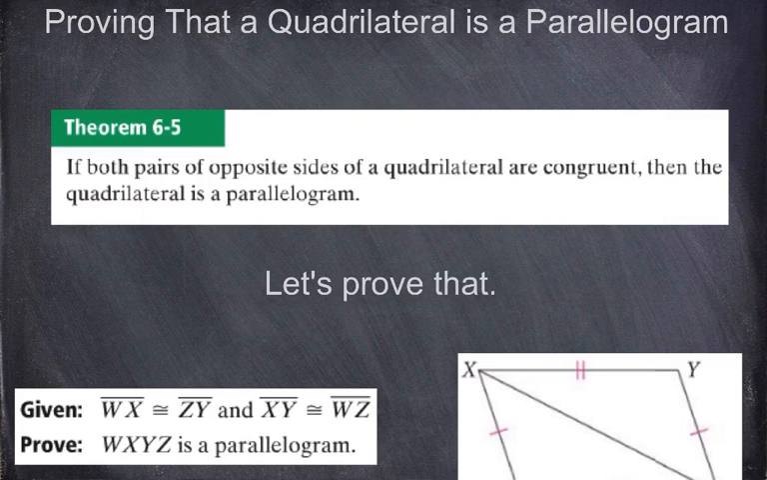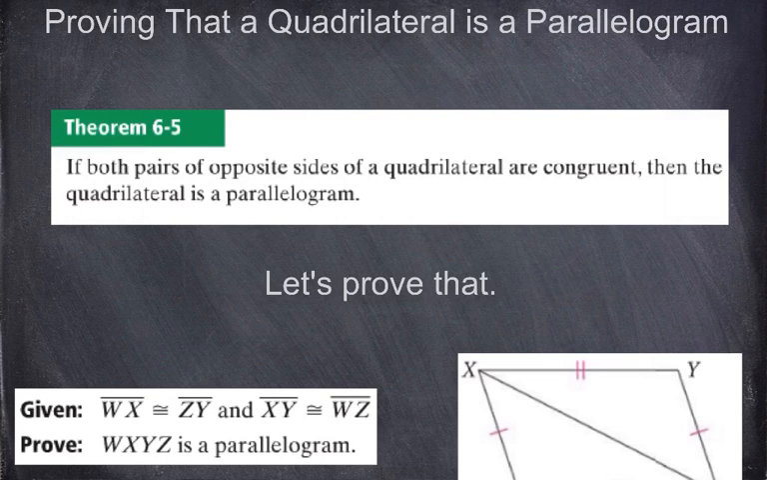Hello, Geometry. This lesson is titled Proving that a Quadrilateral is a Parallelogram. So again, this is going to be focusing mainly on proofs in this section. Now we have a theorem here to start out with, Theorem 6.5. It says if both pairs of opposite sides of a quadrilateral are congruent, then the quadrilateral must be a parallelogram.